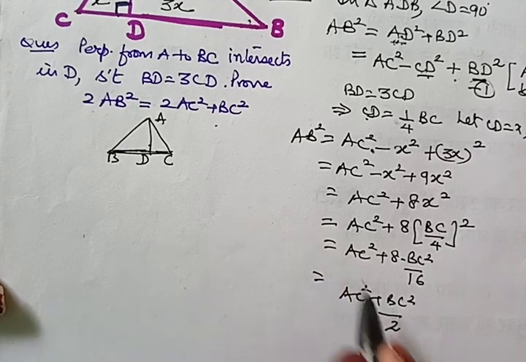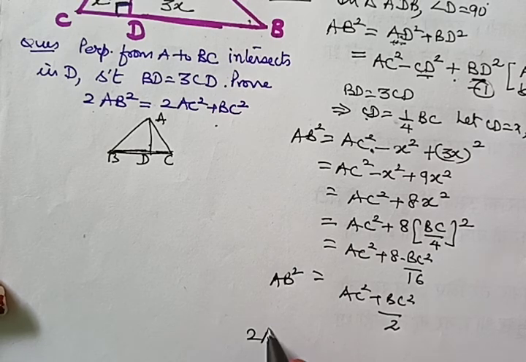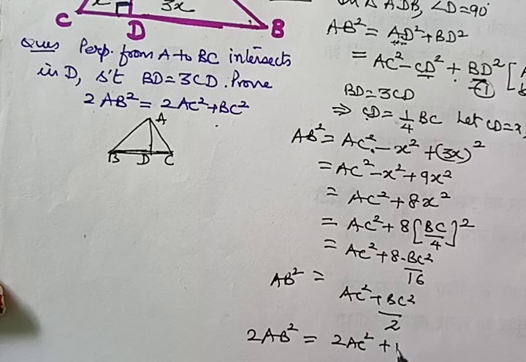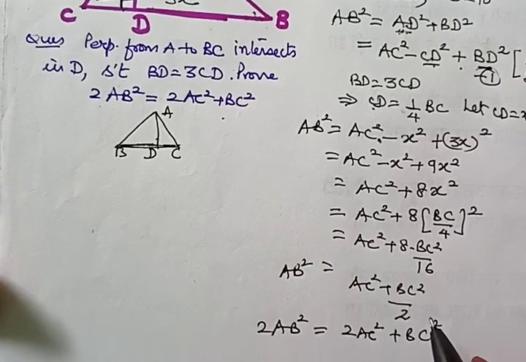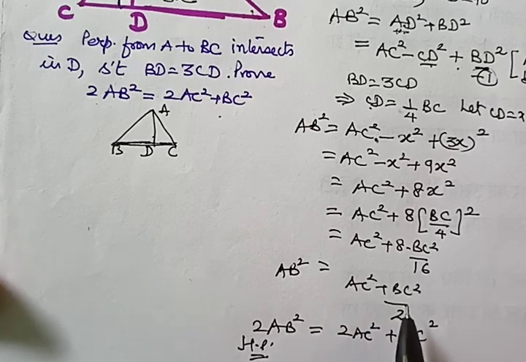And if I take 2 LCM throughout, like this is AB square. So twice AB square will be equal to twice AC square plus BC square, which is my required proof. So hence proved. I hope you understand this.